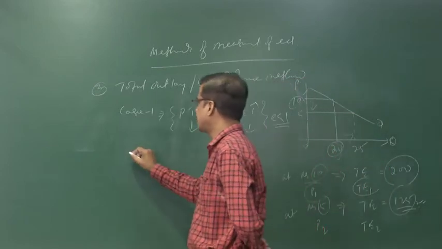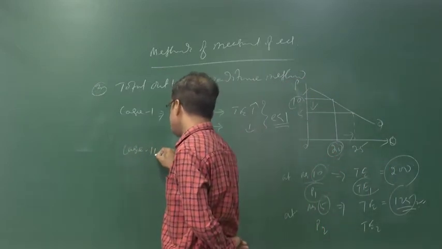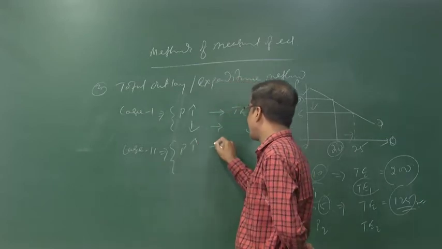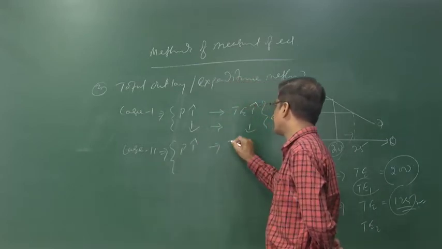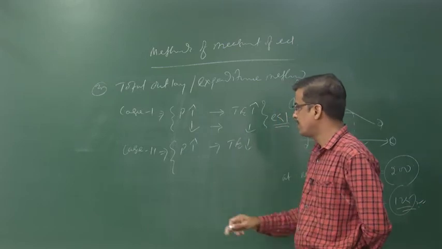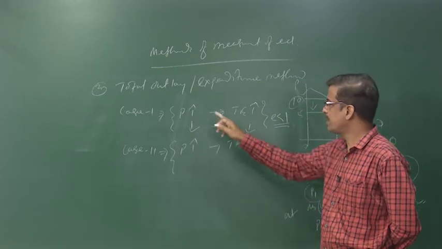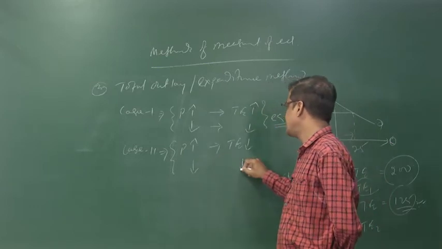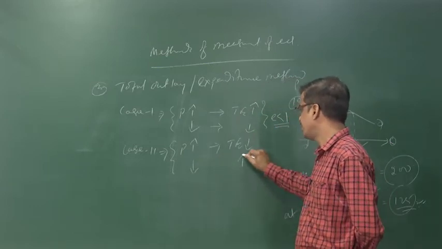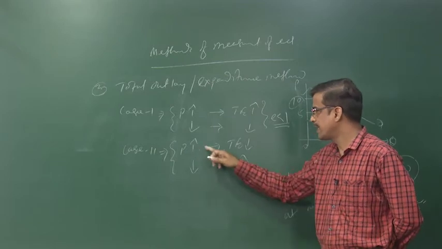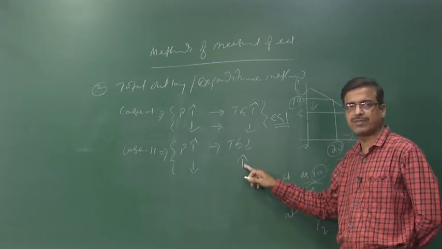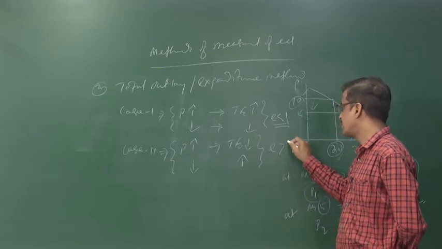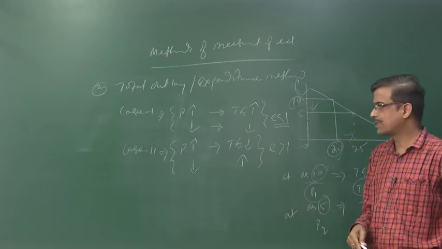Now move to the second case. In the second case, we compare when there is a rise in the price, total expenditure falls. Inverse relationship. Here, the earlier case is a direct relationship, the same direction. When price falls, expenditure does not fall, rather it increases. That means when there exists an inverse relationship between price and total expenditure, in that particular case, elastic demand is greater than 1.